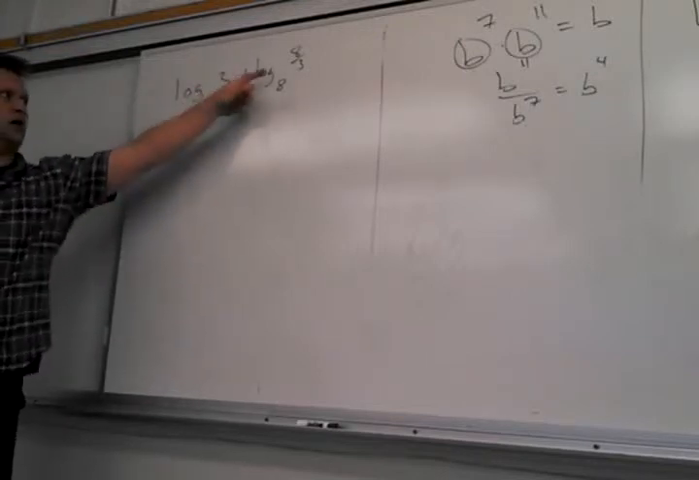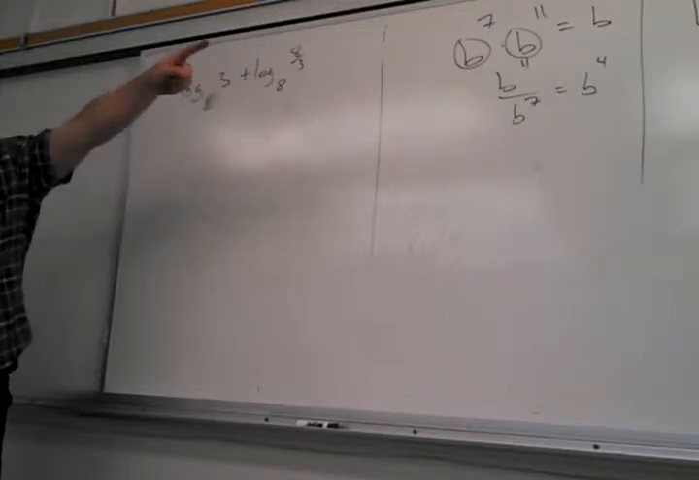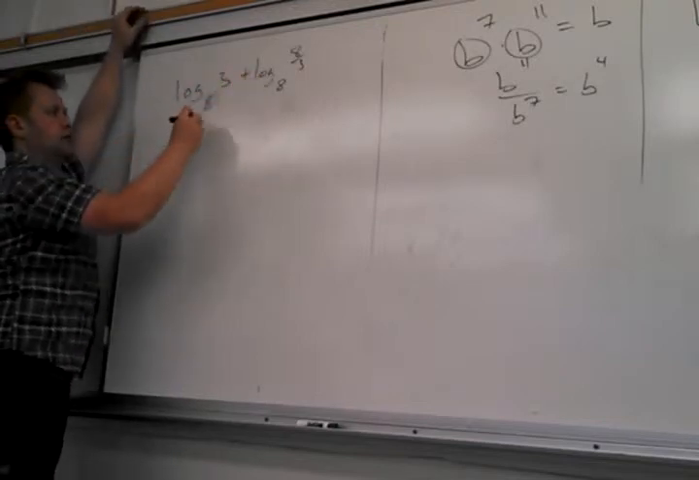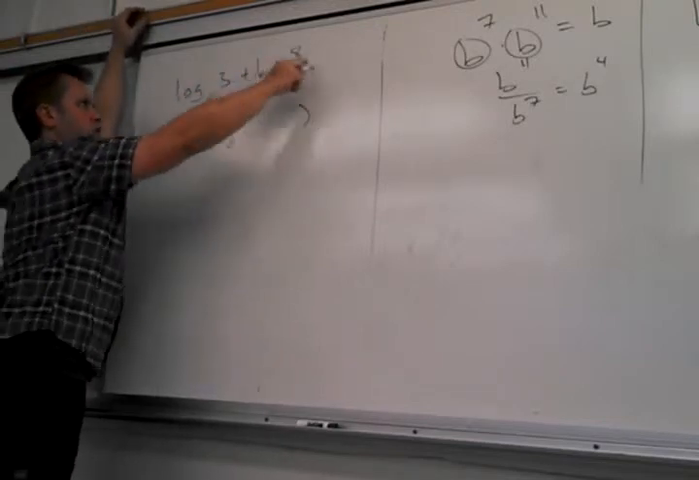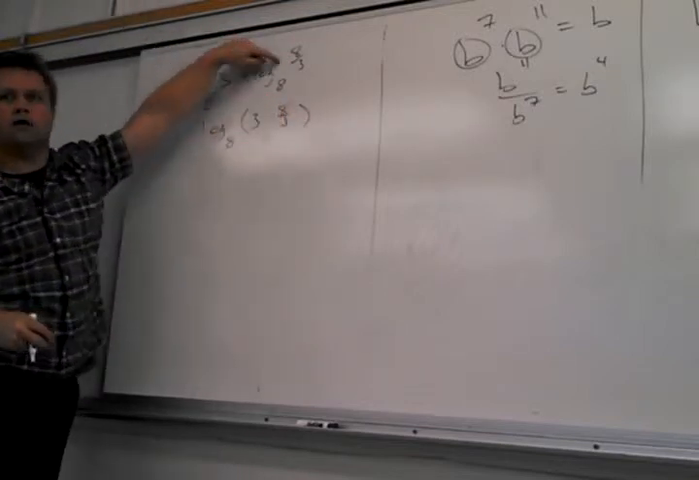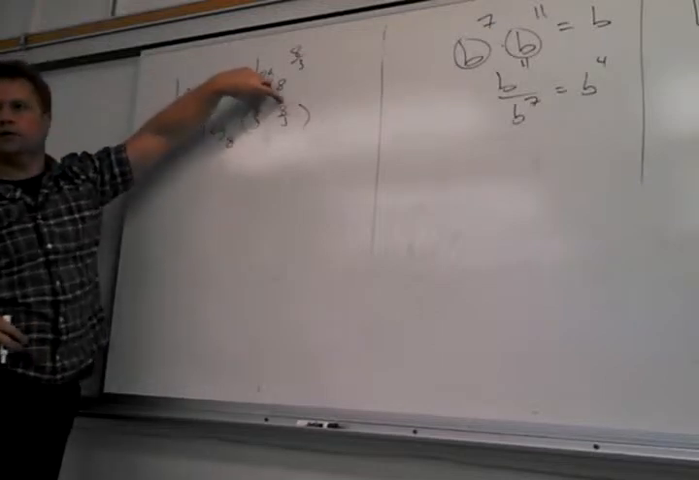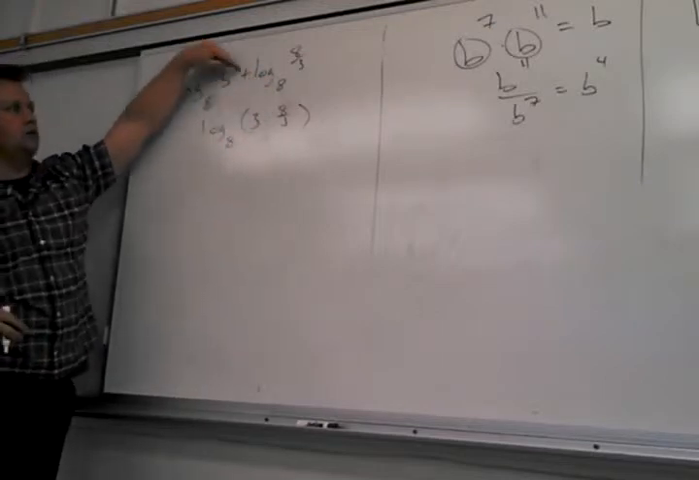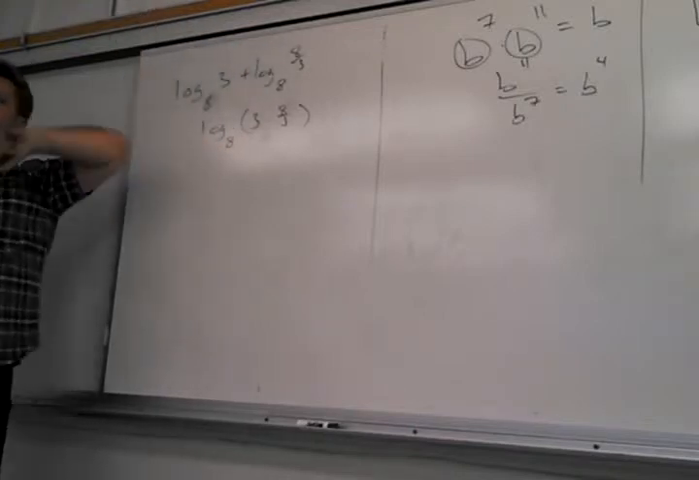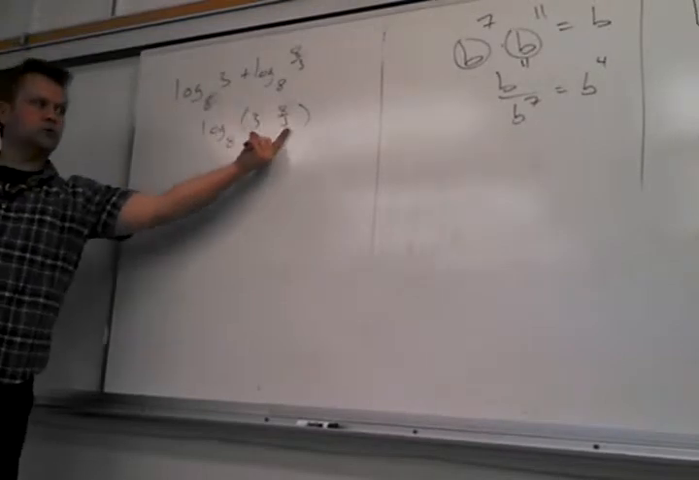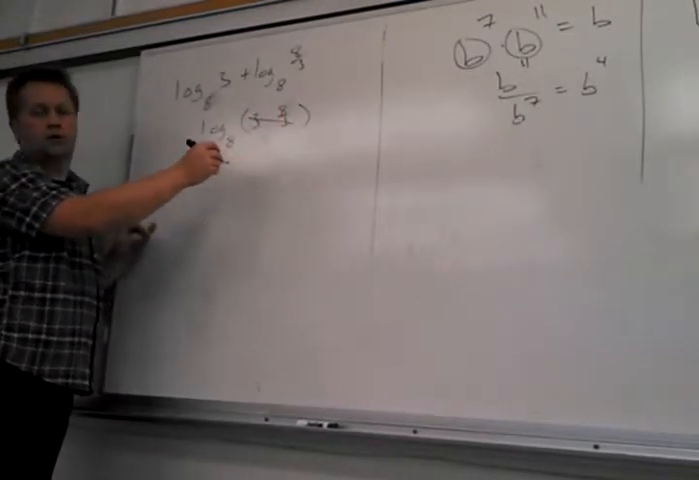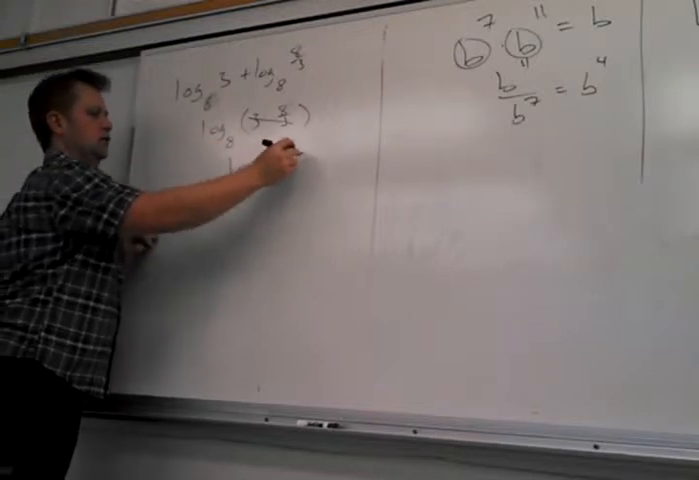What am I doing with these two logs? I am adding them. So what does the property say if I go this way? I can put them back together. When do I add powers? When I multiply. So the sum of logs is the log of the product. When I add two logs, I can rewrite that as a single log of the product. Why? Because they're powers. When do I add powers? When I was multiplying. And what happens here? The 3's cancel. I get log base 8 of 8, which is 1.